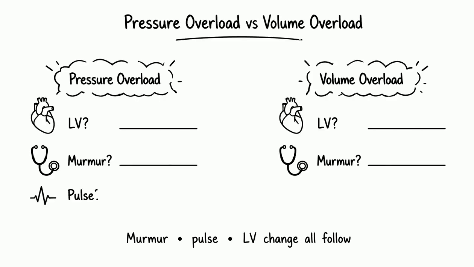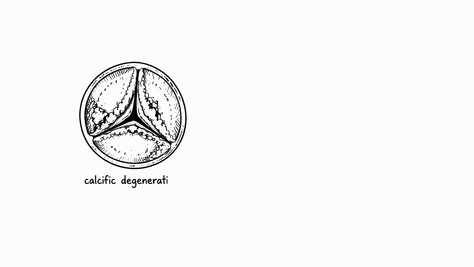Stenosis produces pressure overload because ejection faces resistance. Regurgitation produces volume overload because blood returns each beat. Everything in both stems follows from that single distinction. Back to stem 1, every finding now gets decoded.